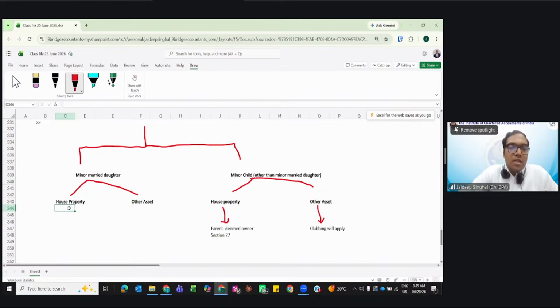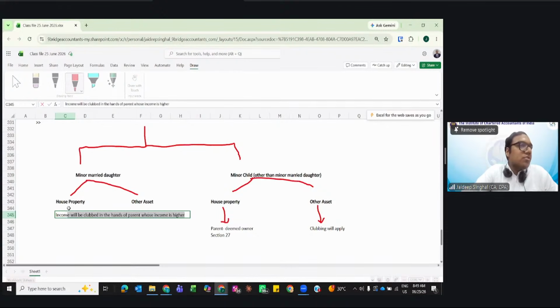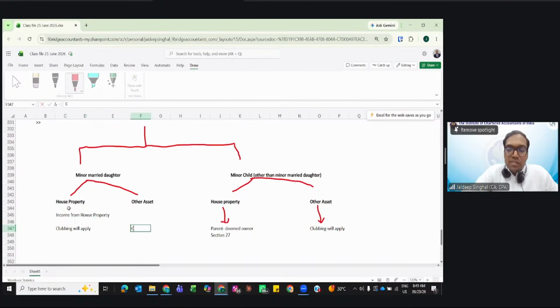Next. In case of a minor married daughter, does section 27 apply? If there is income from house property, section 27 will not apply. The clubbing provisions will apply. And in case of other assets, clubbing will always apply. So if it is a minor child other than a minor married daughter, the concept of deemed owner applies; otherwise the clubbing provisions apply in case of a minor child. I hope this chart is clear.